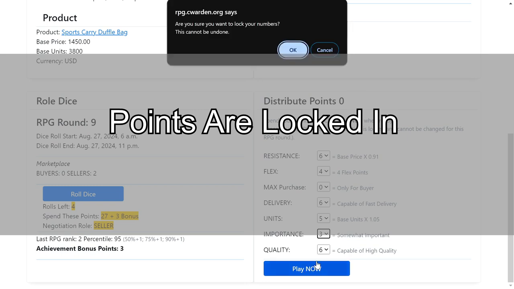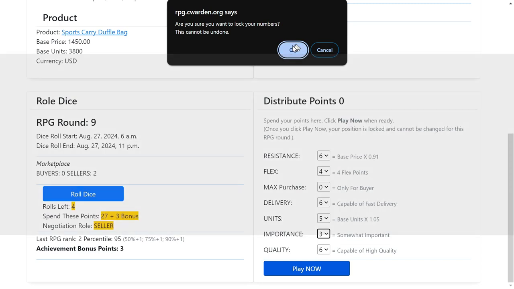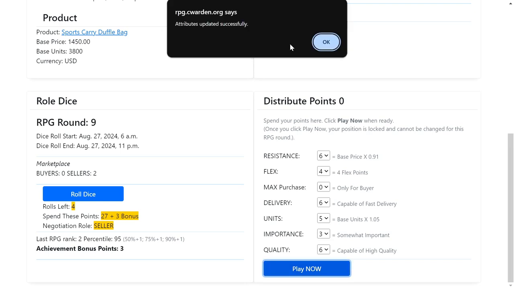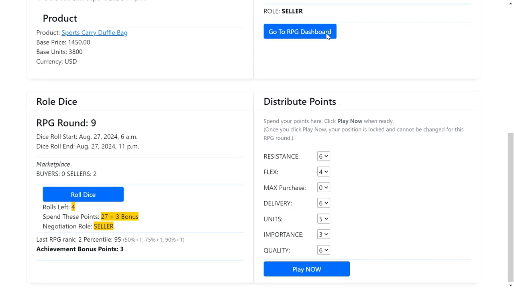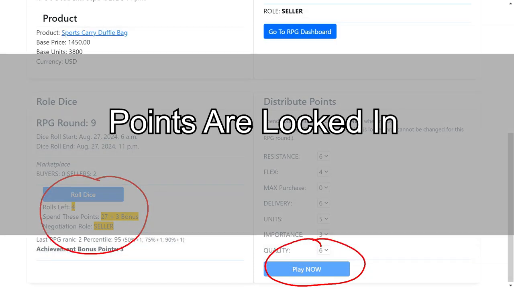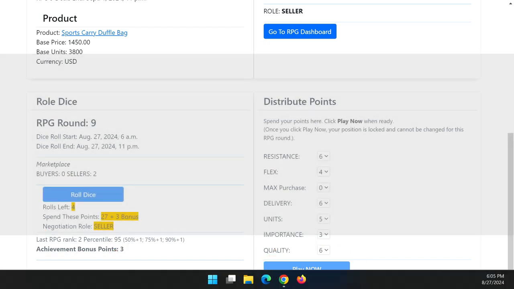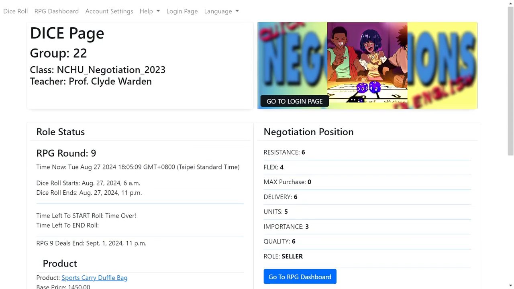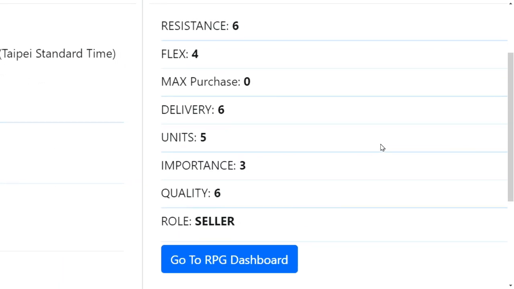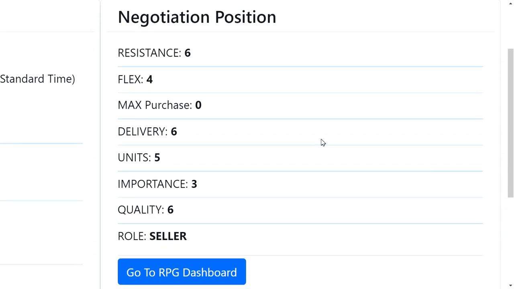So I push the button and I get a warning. Do I want to lock my numbers? Remember, once you lock it, you cannot undo it. Okay, I say. And it tells me that it's updated on the server. So now you can see that things have changed a little bit. So for example, this button here, I cannot press now. And roll dice, I cannot press anymore because everything is locked. So when we're locked, we can come up top and we can see the negotiation position. So now this is fixed, not changeable. This is the numbers I chose. Resistance 6, flex 4.